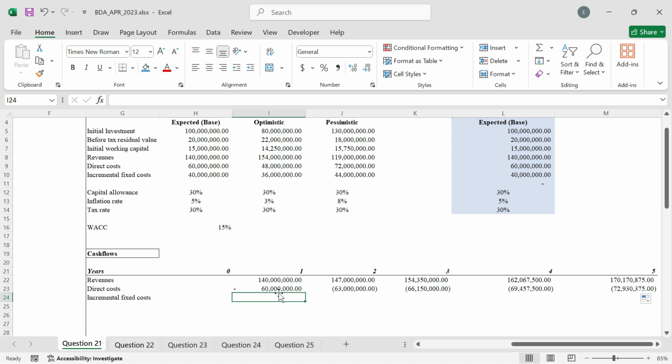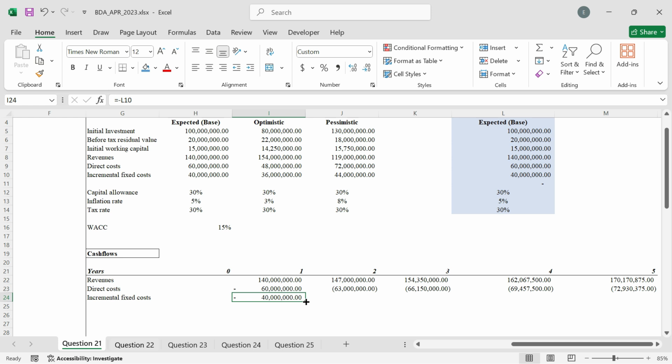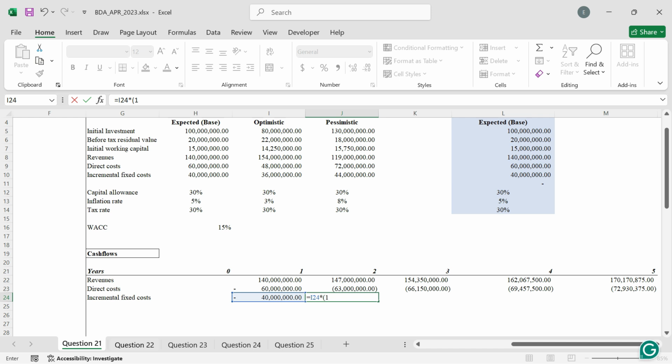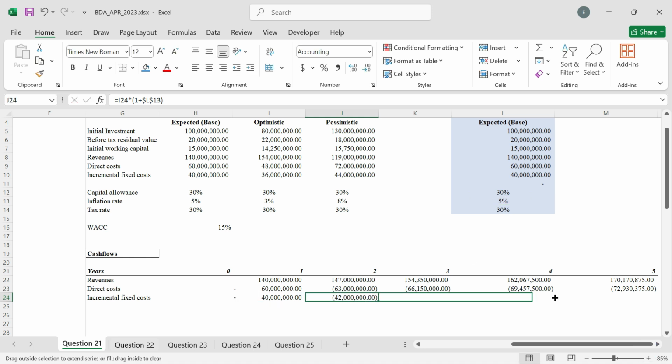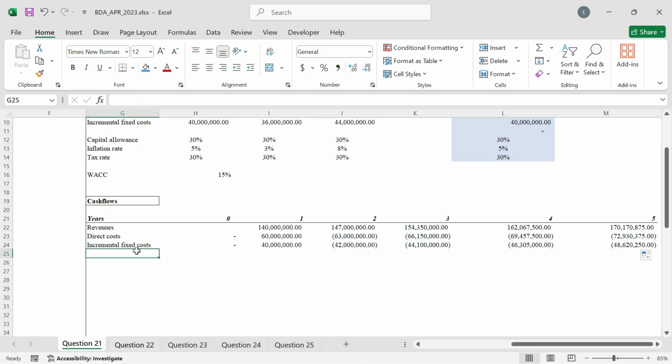Same thing for my incremental fixed costs equal minus 40 million, which I can then copy. So I'll have to grow this by my rate of inflation, 1 plus 5%, which I lock. Then I can copy this across. From here, I need my earnings before tax.